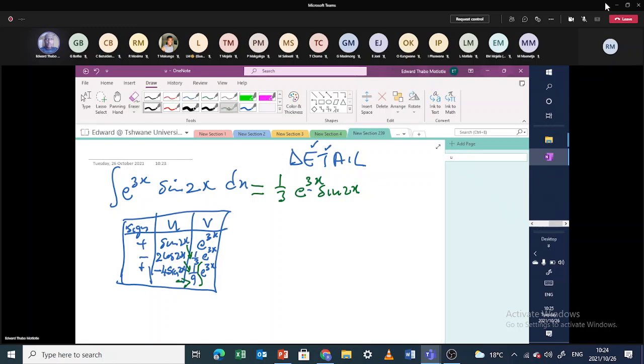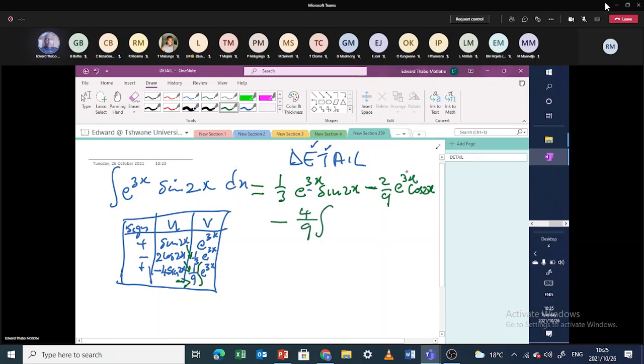So I multiply diagonally. So it's going to be 2 cos plus minus 2 over 9. Is that the case? 2 over 9 e to the power 3x cos 2x. Check that. Okay. Minus 4 over 9, the integral.